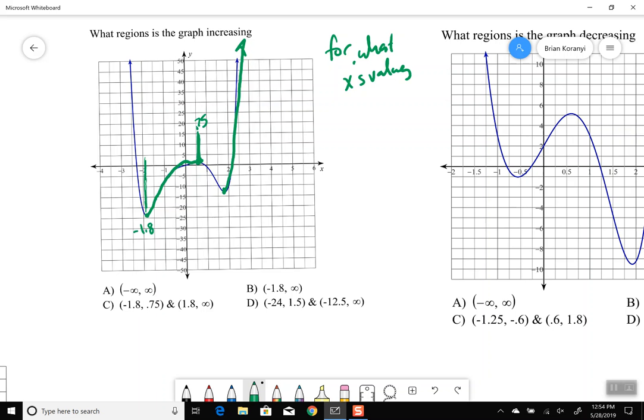So from negative 1.8 to 0.75, so it looks like it'll probably have to be this one. And let's check this one. From about 1.8 and onward, it is going uphill. So that will be that.